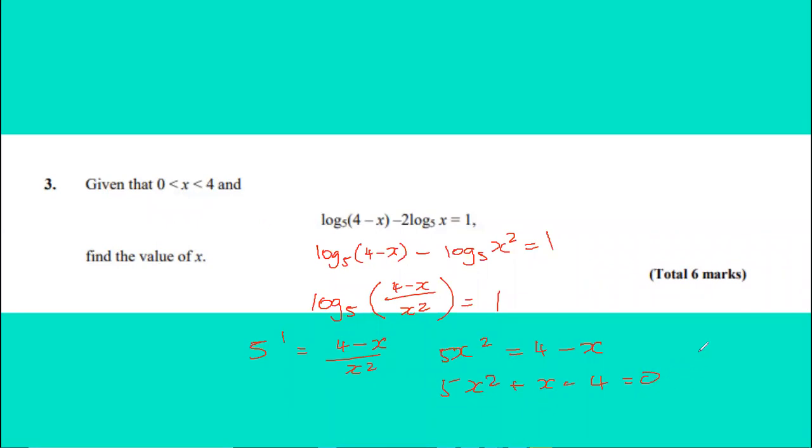equals 0. So let's factorize. So you've got 5x minus 4 and then x plus 1. So your solutions are x can equal -1 or x can equal 4 over 5. However, they did say that the value of x has to be less than 4 but greater than 0, so it's definitely not -1. So our value for x is 4 over 5. That was a nice, easy question. Okay. So an easy 6 marks, to be honest.